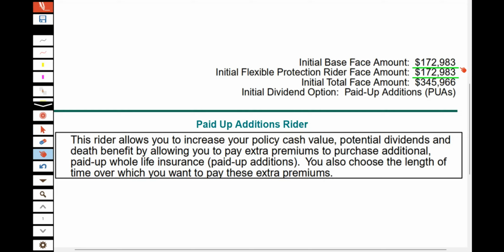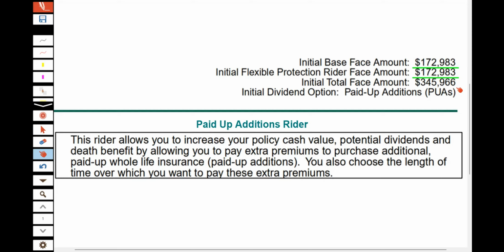So the 3,300 from the whole life premium is buying what's called 173,000 of death benefit. And the 1,003 term rider premium is also buying the same amount of death benefit. You add those two up, and you get that 346, let's call it. If you remember the previous slide from video 3, that's what our total death benefit was day 1.